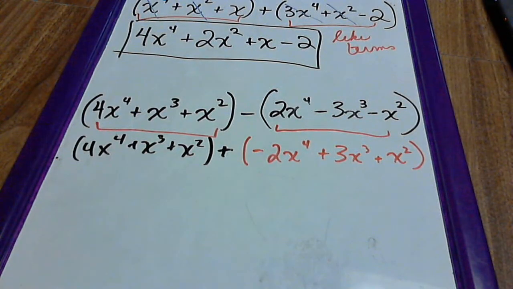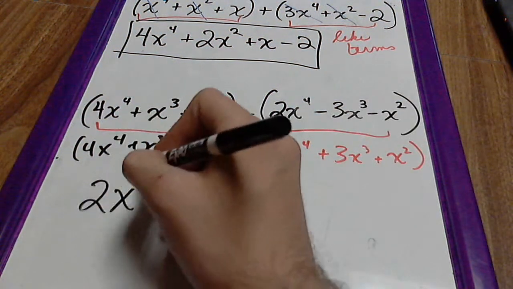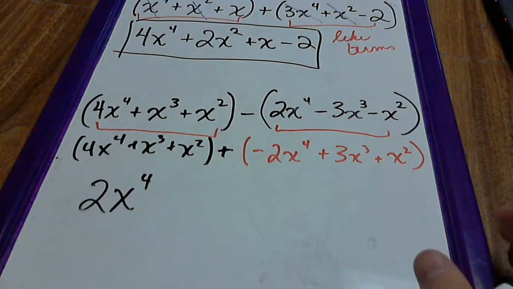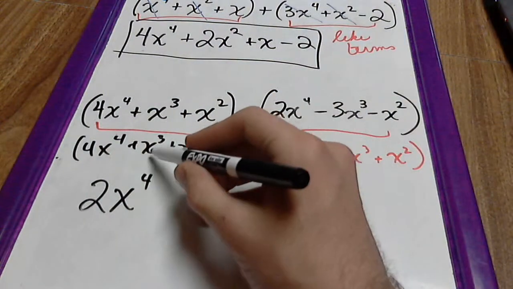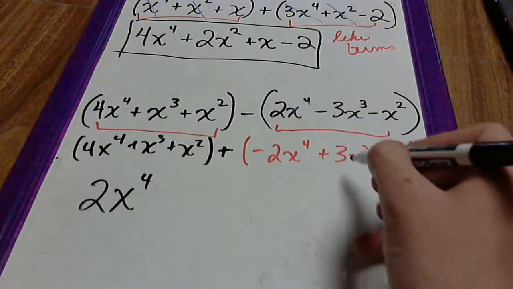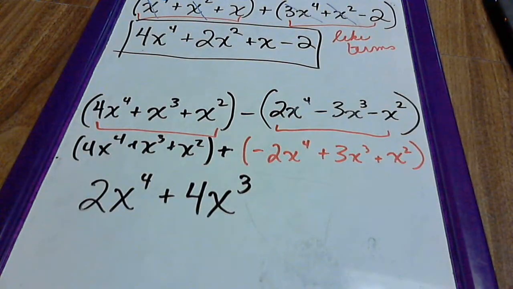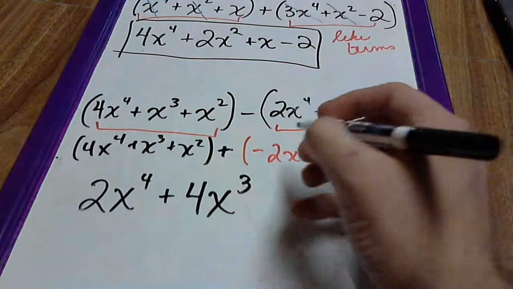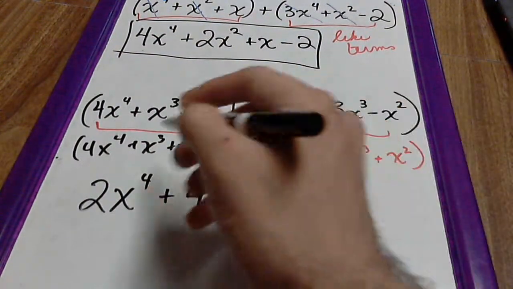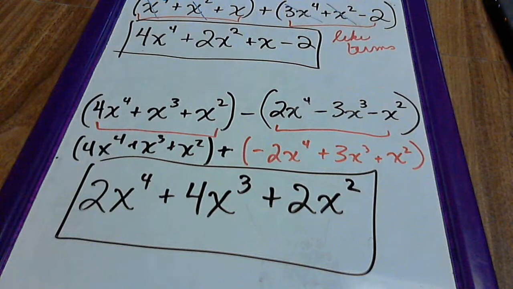So let's see if I can find our like terms now. 4x to the fourth minus 2x to the fourth is going to be 2x to the fourth. They're like terms, they both have an x to the fourth with them. It doesn't matter what the coefficients are as long as they have the same variable and the same exponent. Here we have x to the third power plus 3x to the third power, which gives us 4x to the third power. Then we have x to the second power plus x to the second power gives us 2x to the second power. And that is your answer for that one. And that concludes adding and subtracting polynomials.